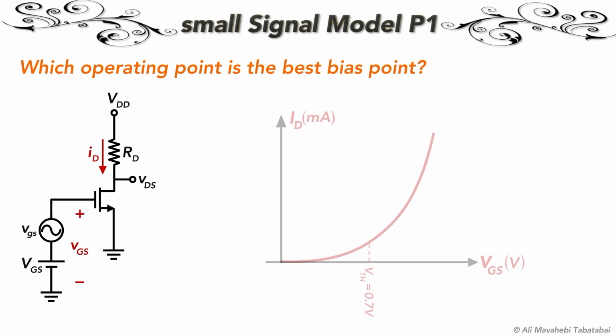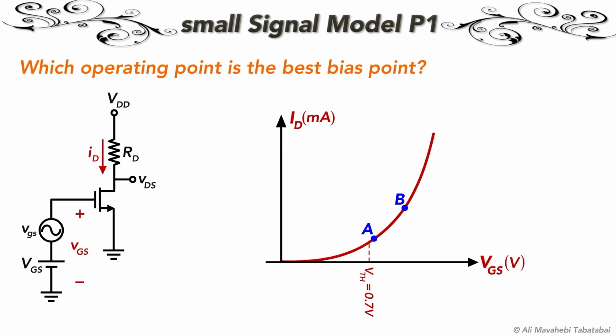If you look at the IV characteristics of an N-channel MOSFET, you'll see that we can bias the transistor at different points. At each of these points, the slope of the curve is different. Let's compare points A and B. Since the slope of the curve is higher at point B, for the same input AC voltage, we'll get a higher output voltage or a higher amplification.